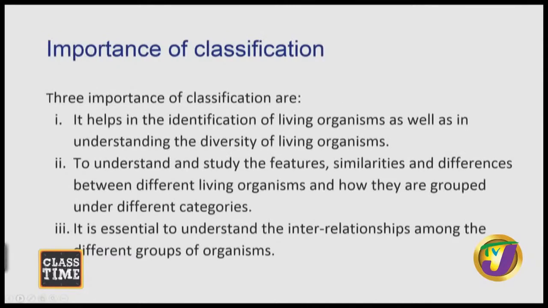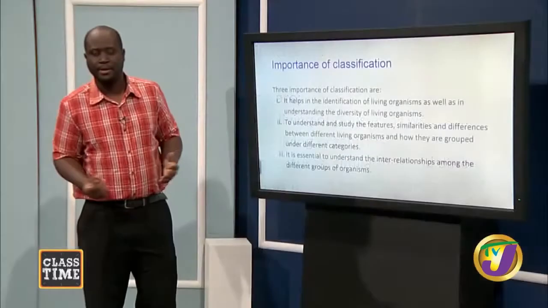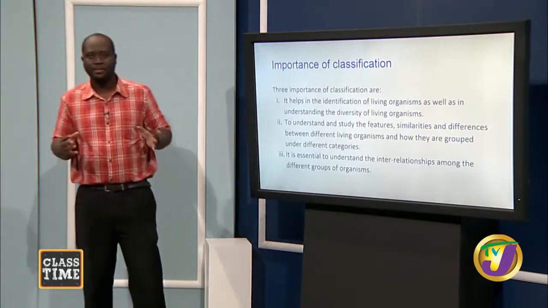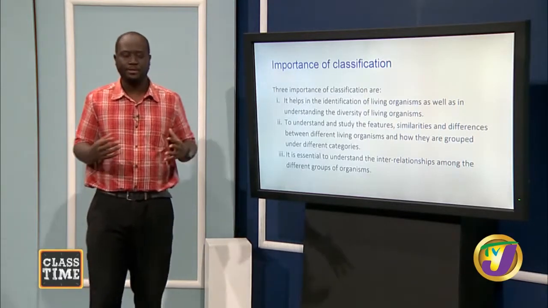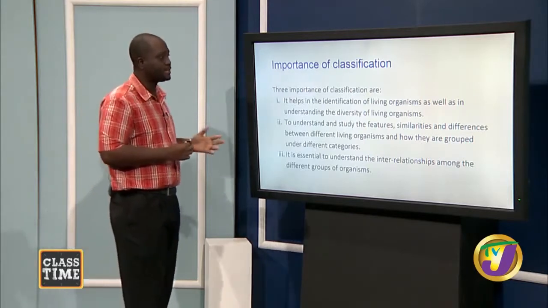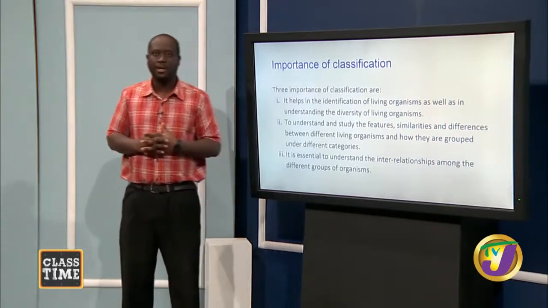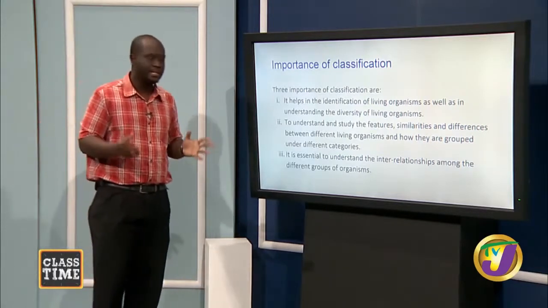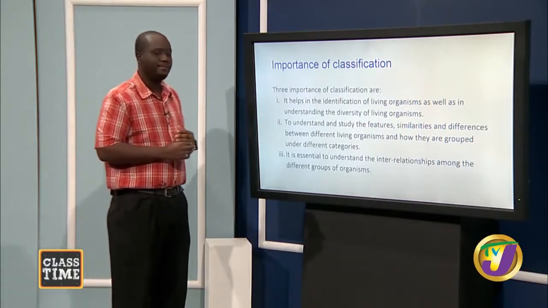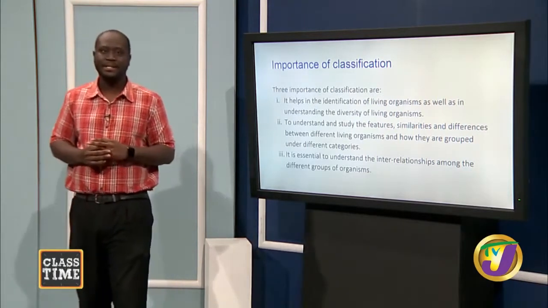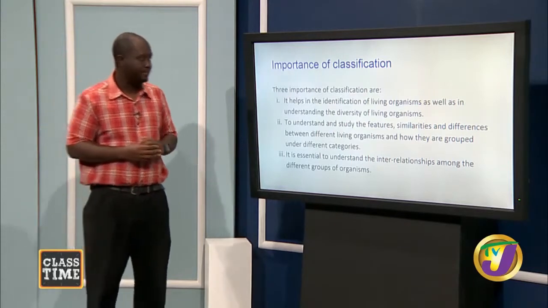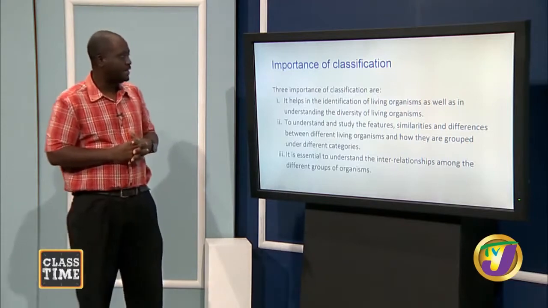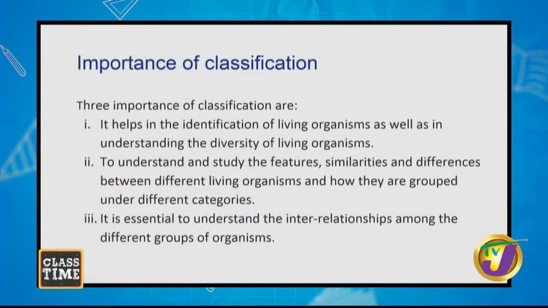Now, the importance of classification. Just like the scenario I gave you with putting your clothes in different areas so that you can easily find them when you need to, it's the same thing with organisms. There are millions of organisms in the world. And for scientists to be able to identify them, they are placed in groups so they can easily be found. And if you come across a new organism, you can easily identify where that organism fits. So it helps us to identify living organisms as well as understand the diversity of living organisms.